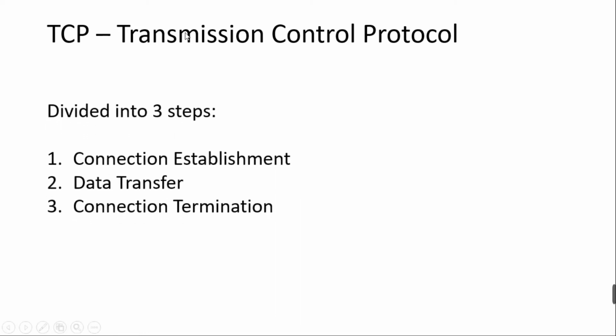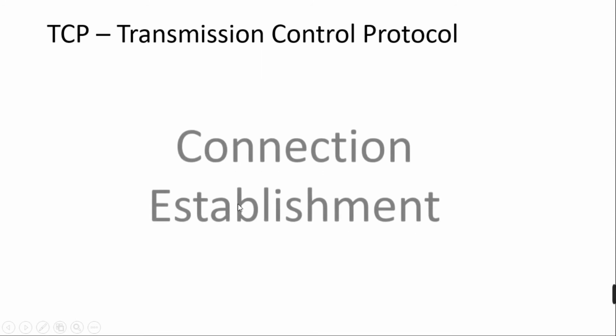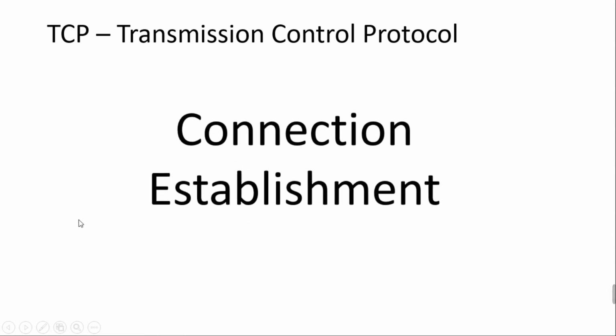Basically TCP is divided into three different parts. The first part is connection establishment, the second part is data transfer, and the third part is connection termination. We're going to talk about all of them within a few moments. At first, let's talk about connection establishment.